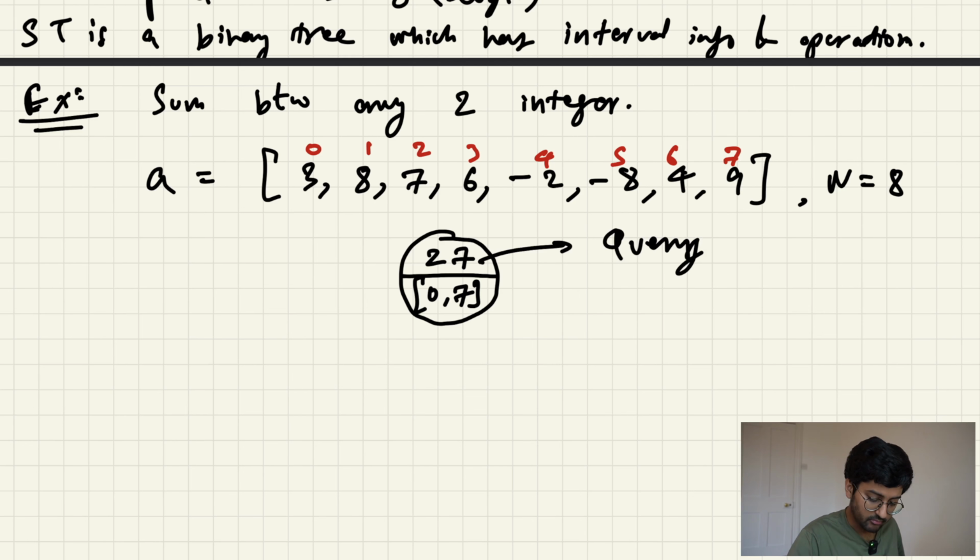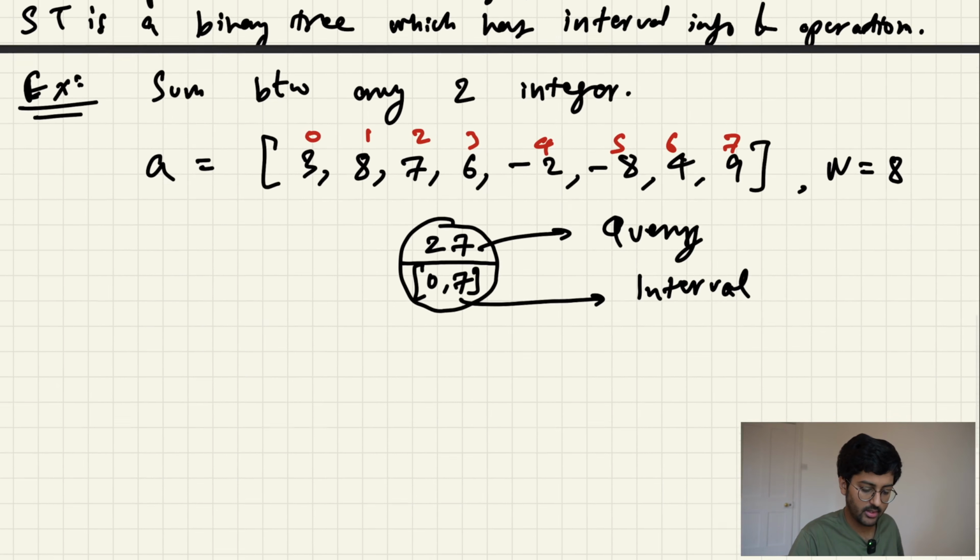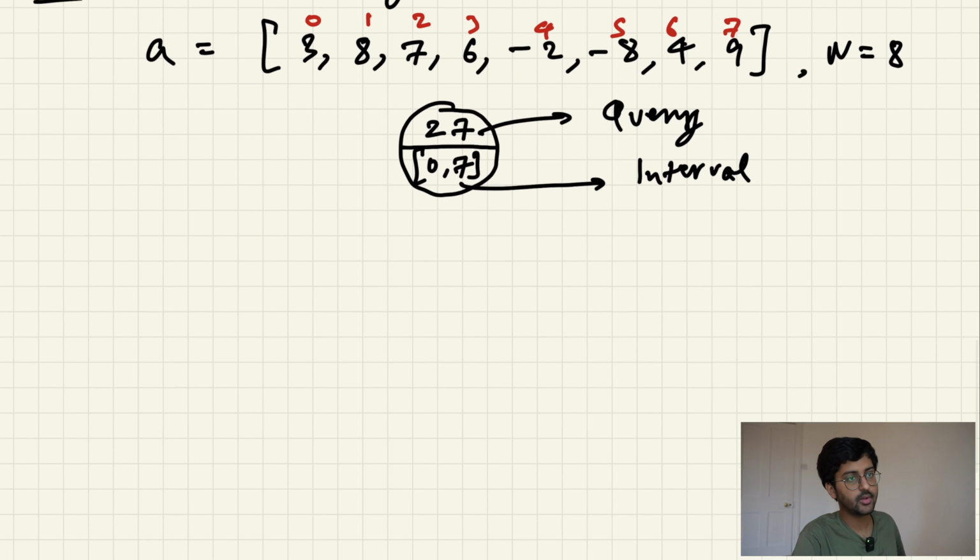Query and interval. This is how every node will look. Query and interval. Okay. Sounds good? Makes sense? So, a segment tree is a binary tree, and yeah, pretty cool stuff.